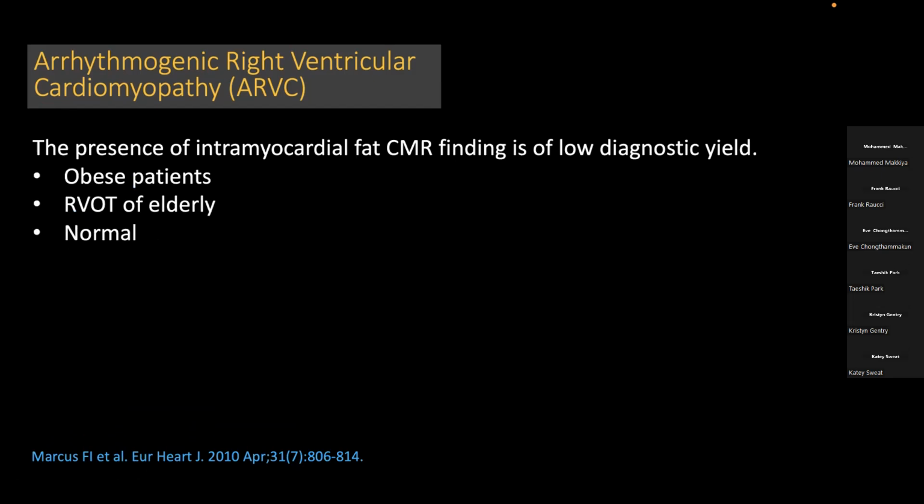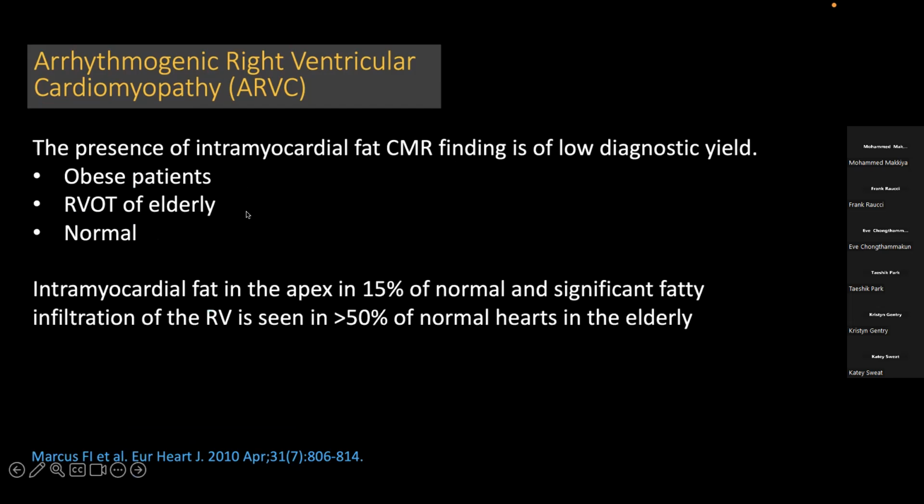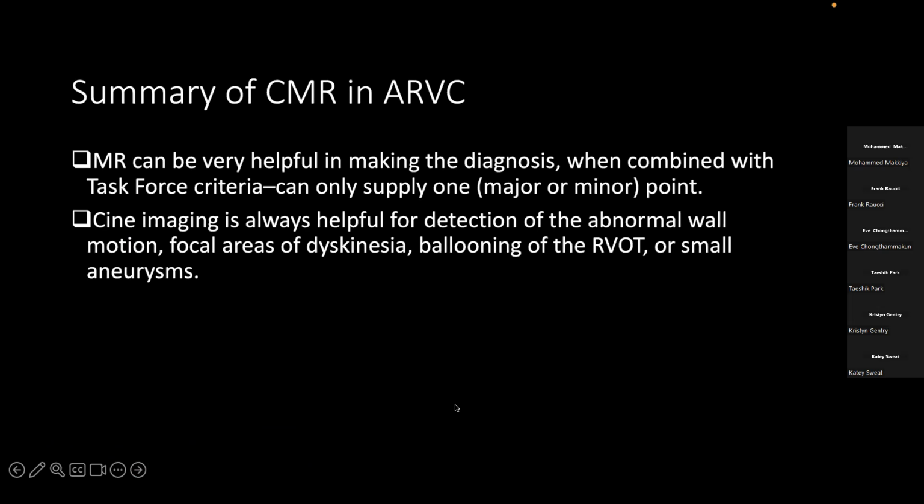It can be seen in obese patients. RVOT fat in elderly patients can be seen even in normal patients. It's not one of the criteria anymore. It has been seen in more than 50% of normal hearts in the elderly.